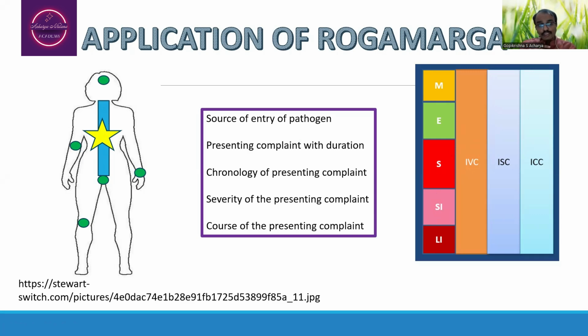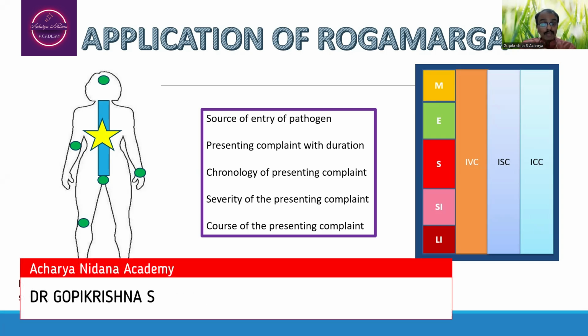Suppose the person is doing more and more work in relation to the movement of the left wrist. Then the symptoms related to this particular left wrist joint will be more common. In this way, you are able to know about the source of entry of the pathogen. We can plan and decide, depending upon the nature of the entry, what presenting complaint the person will have.